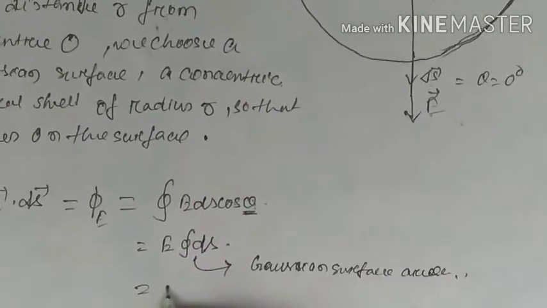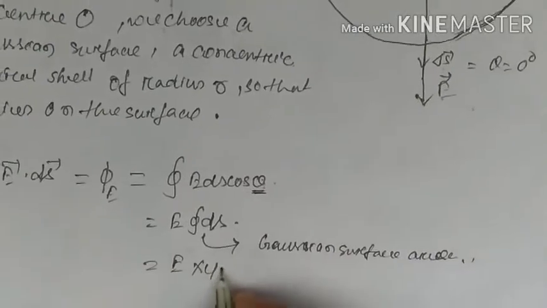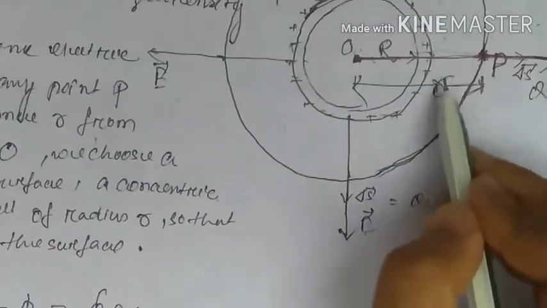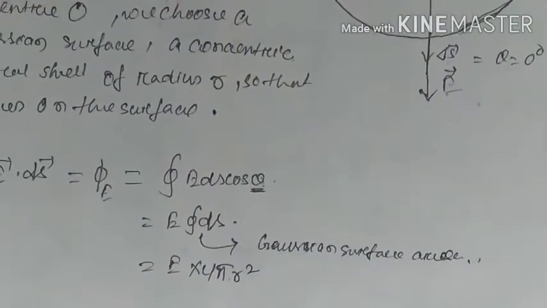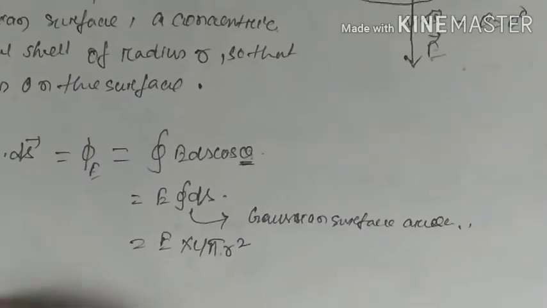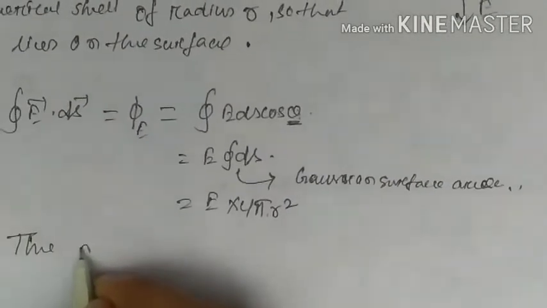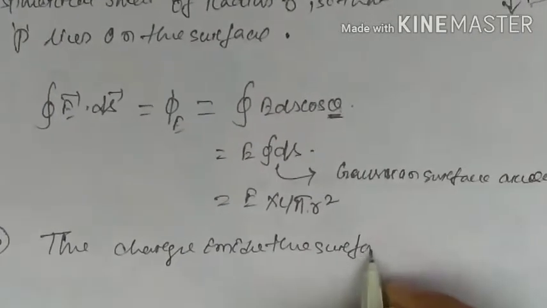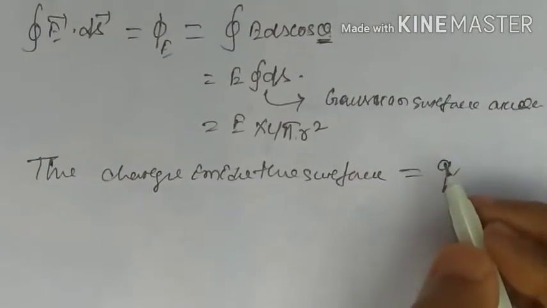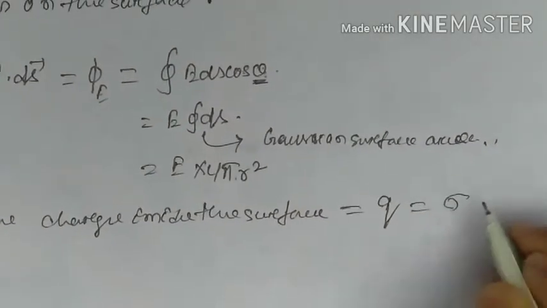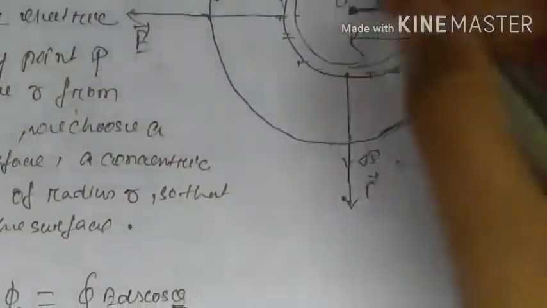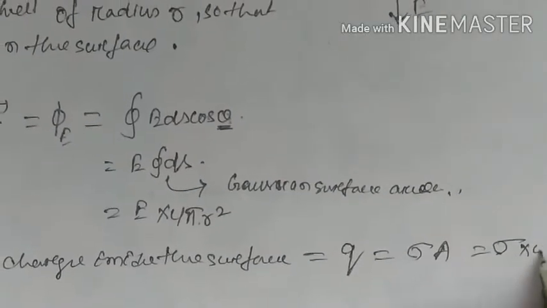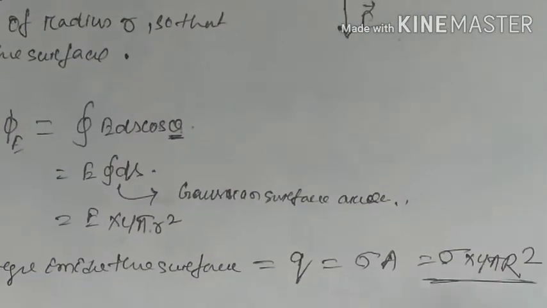So what can we write in place of this? E into 4 pi r square, where the Gaussian surface radius is our small r. So 4 pi r square. The next step, the charge inside the surface, that is Q. Also we can write sigma A, sigma into total surface area, that is sigma into 4 pi r square. That also we can write.